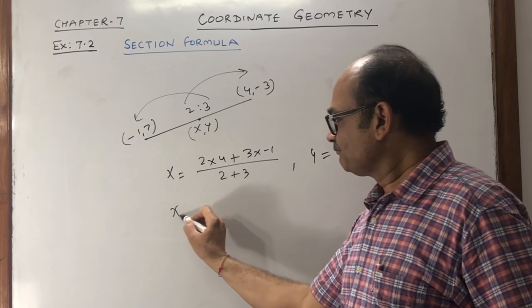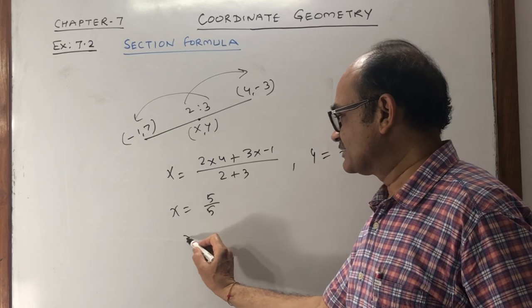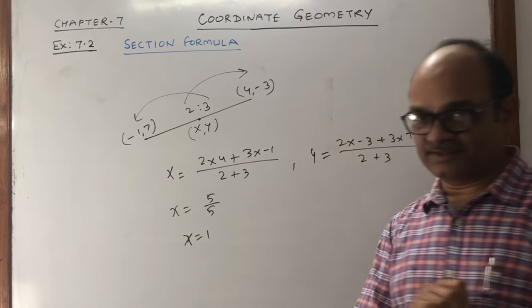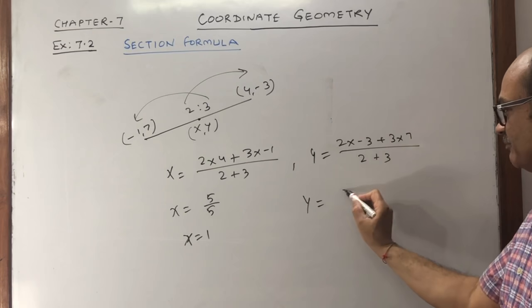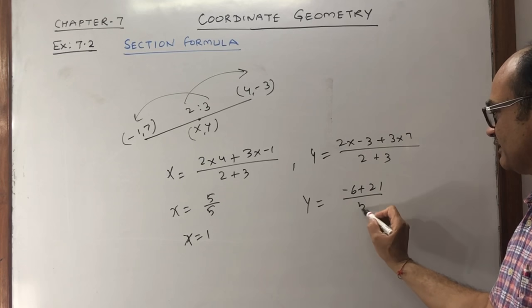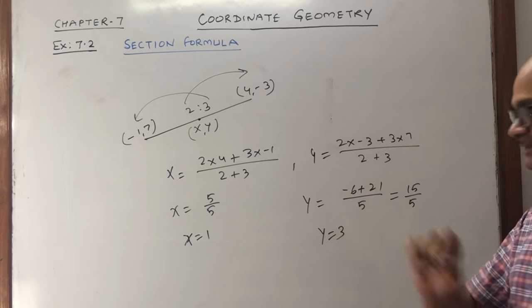What are we getting? 8 minus 3, 5 by 5, that is x equals 1. Similarly here y equals -6 plus 21 divided by 5, that is nothing but 15 by 5, and y equals 3.